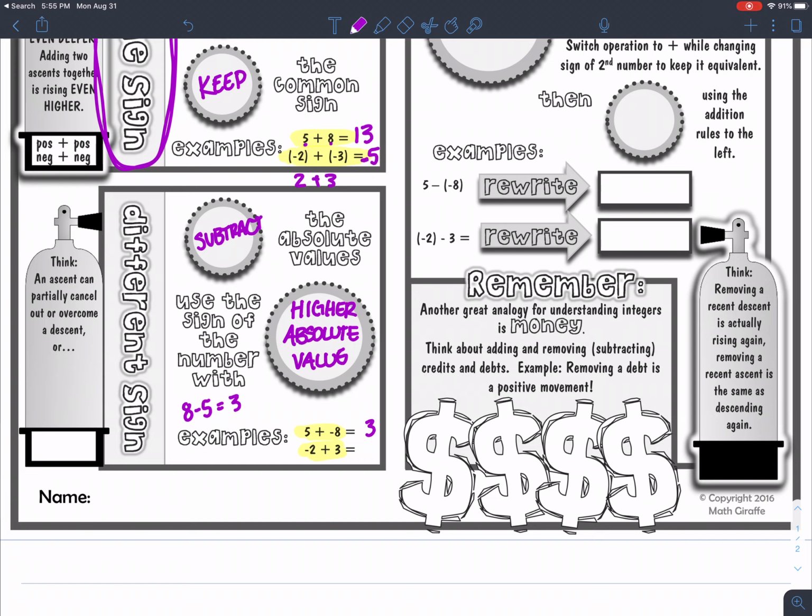Now we're going to use the sign. Don't forget, we've got to use the sign of the number with the bigger absolute value, the higher absolute value. So negative 8 has a higher absolute value of 8, so we are going to keep the negative sign.